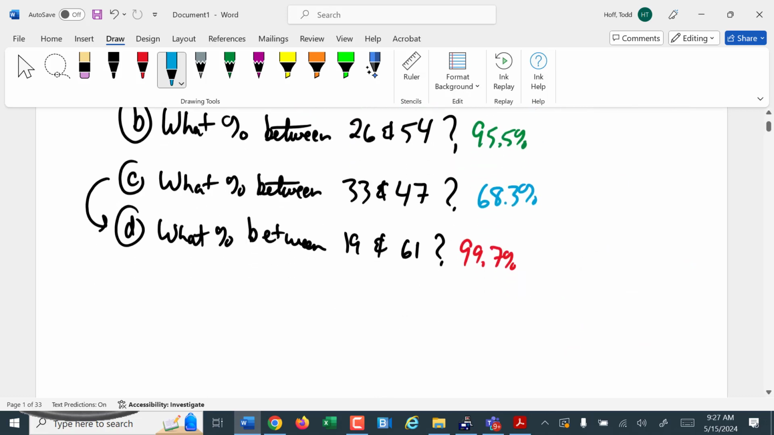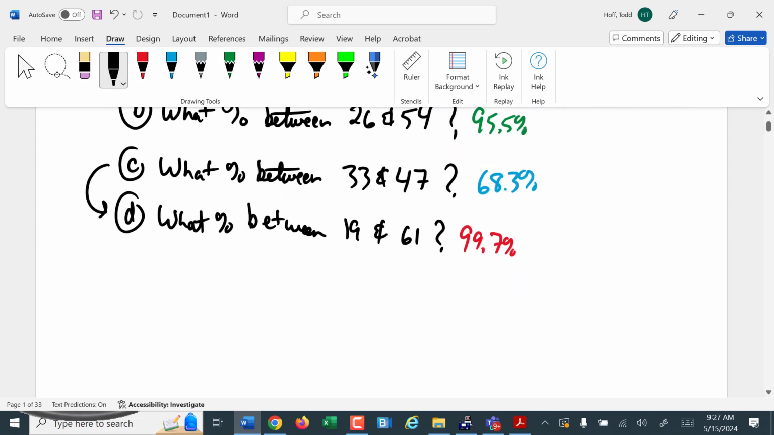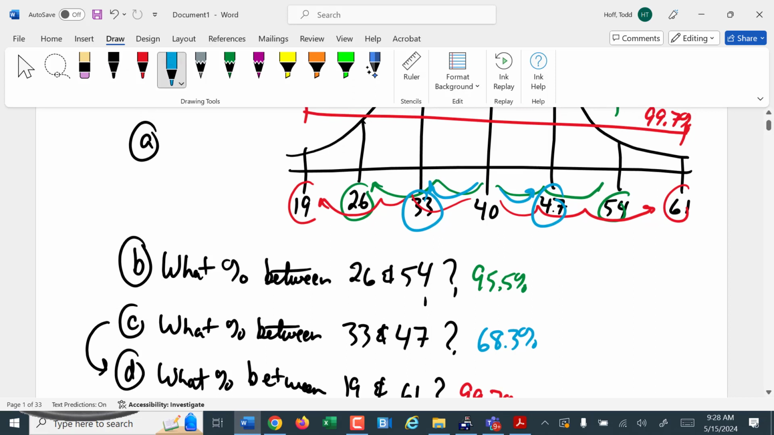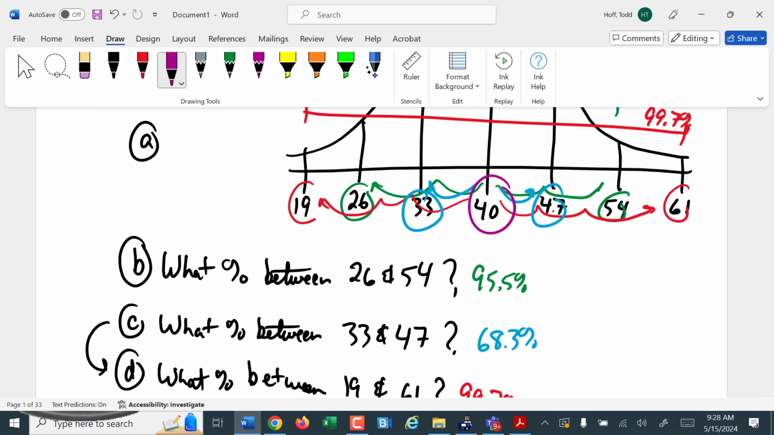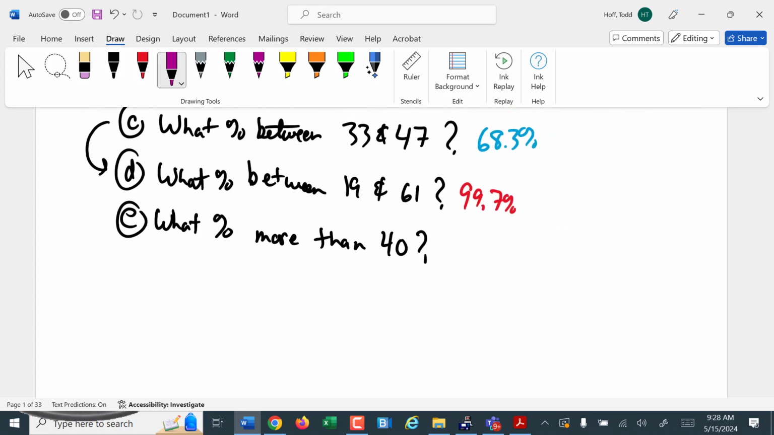And then finally, part E asks us what percent would be more than 40. Well, 40 is the mean. It's right in the middle here. Since this is symmetrical, we expect half the data to be larger, so 50% would be larger than the mean. So this answer would simply be 50%.